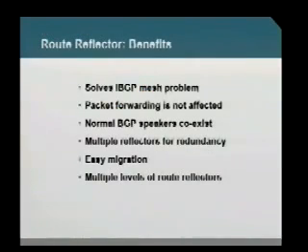Okay, so route reflector benefits: it solves the IBGP mesh scaling problem, and doesn't touch packet forwarding because it's just about how BGP passes prefixes across the backbone. Normal BGP speakers coexist. The only routers that need to know about the route reflector capability are the actual reflectors themselves. You can have multiple reflectors for redundancy. It's dead easy migration, with multiple levels of route reflectors. I've not yet come across any network, any installation, that has found a limit. And some of these networks have been several hundreds of routers, quite happily.